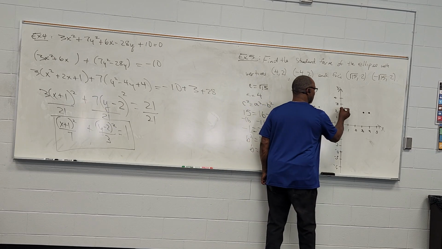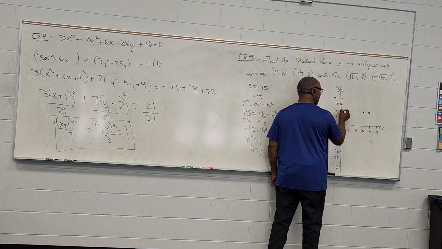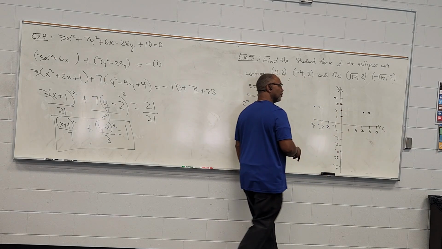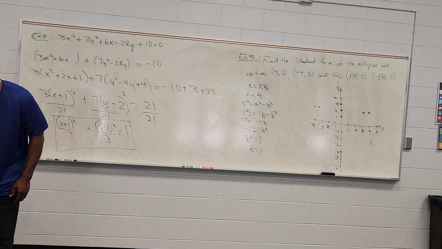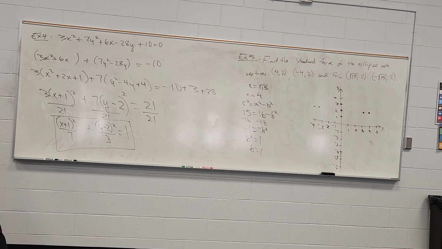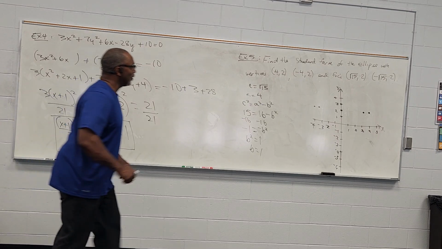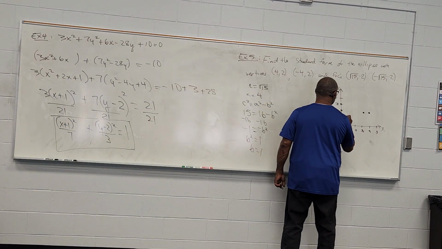So B is 1. So there's the center. If B is 1, I go 1 unit up and I go 1 unit down to identify my endpoints of my major, or my minor axis rather. Those have to be the endpoints of the minor axis, okay? And so I can actually graph this thing.